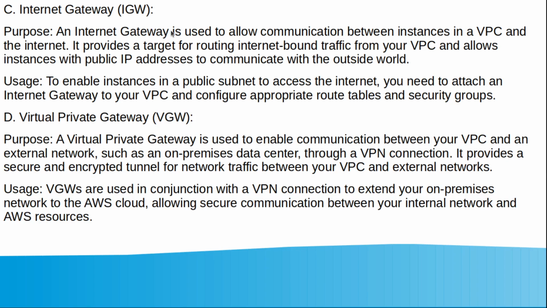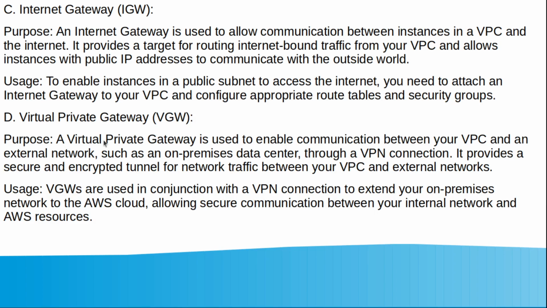Internet gateway. An internet gateway is used to allow communication between instances in a VPC and the internet. It provides a target for routing outbound traffic from your VPC to allow instances with public IP addresses to communicate with the outside world. To enable instances in a public subnet to access the internet, you need to attach an internet gateway to your VPC and configure appropriate route tables and security groups.